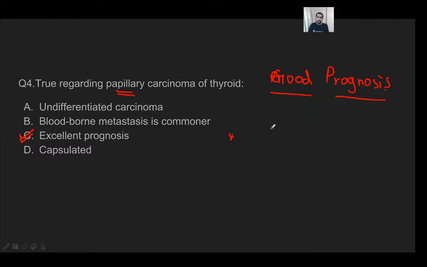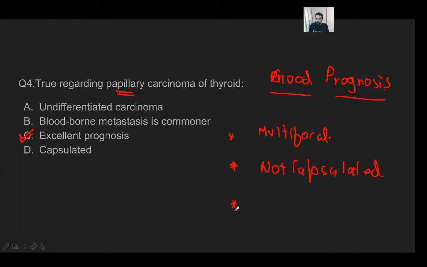But what about papillary carcinoma of thyroid? It is multifocal. What if anybody has a good prognosis, should it be capsulated or non-capsulated? It should be capsulated. But what about papillary carcinoma of thyroid? It is not capsulated. Now, if any particular tumor has a good prognosis, should it have early lymphatic metastasis or should it not have any lymphatic metastasis?